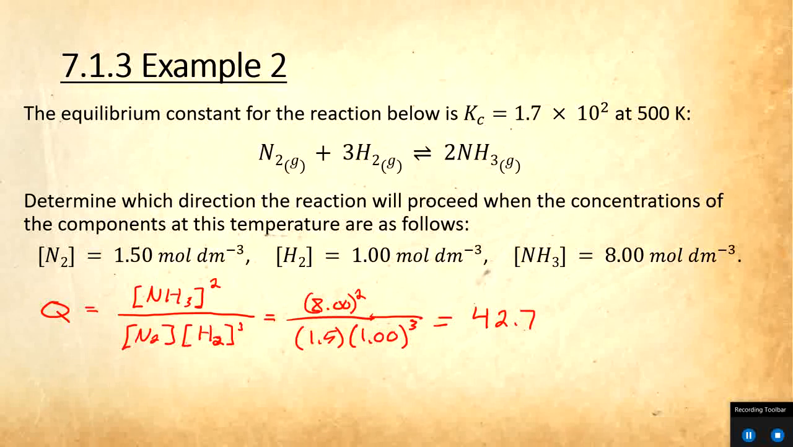Now in this case, our K is initially 170, so we know that our Q is in fact less than our Kc value. So since our Q is currently smaller, that means the reaction needs to proceed to increase the value of Q. To increase the value of Q, we need to increase our products and decrease our reactants, which means the net reaction is predominantly to the right.